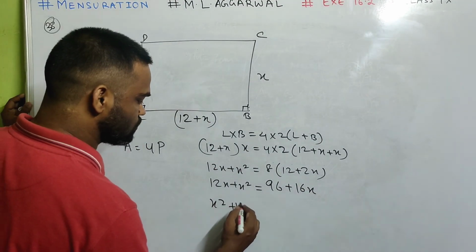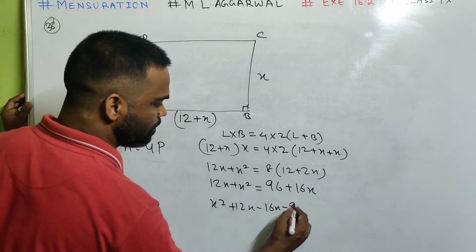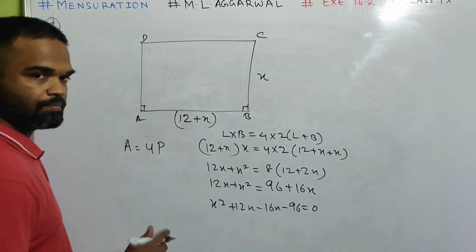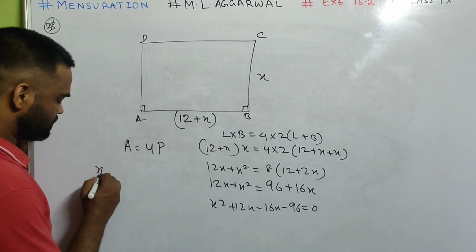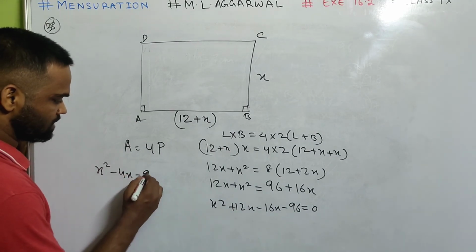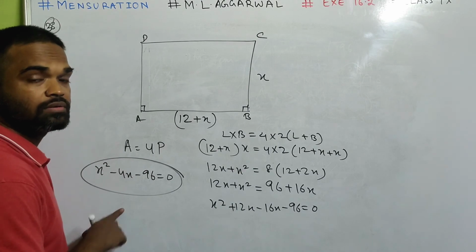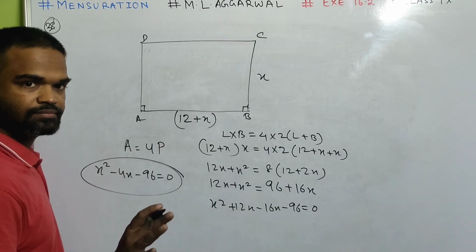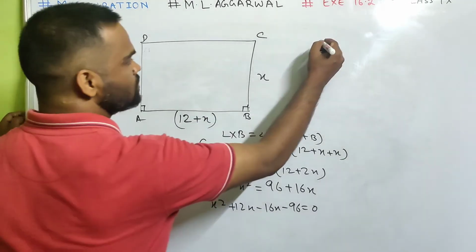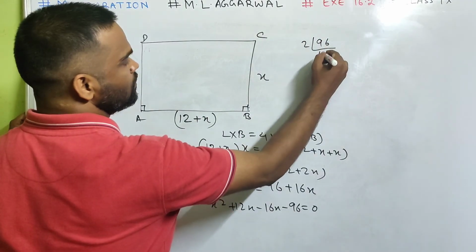x square plus 12x minus 16x minus 96 equals 0. Done. So that becomes x square minus 4x minus 96 equals 0. Now that's a quadratic equation. We'll solve by middle term. Yes or no? So factors of 96 first.